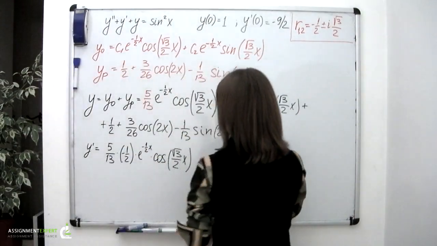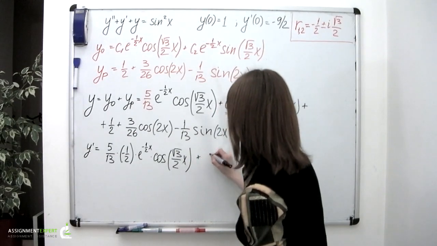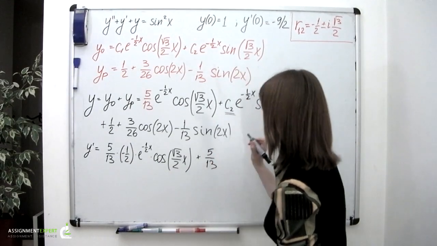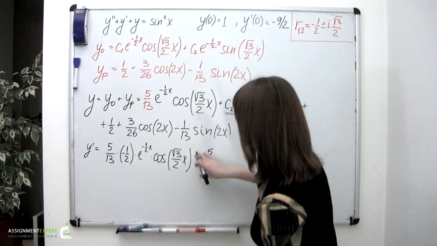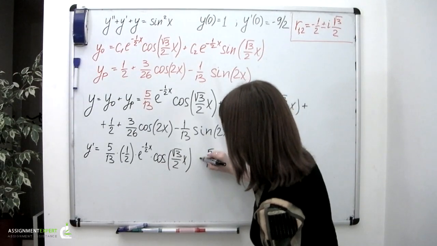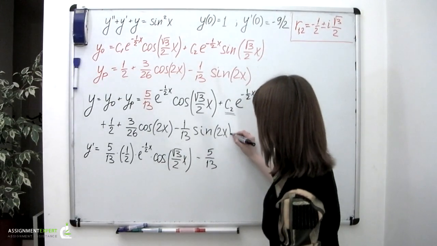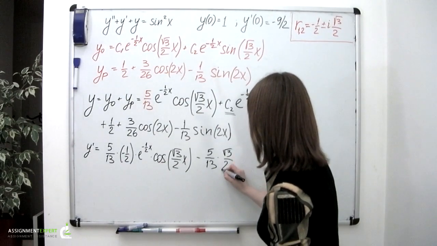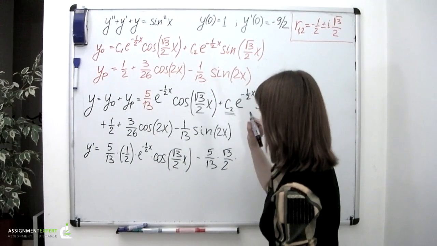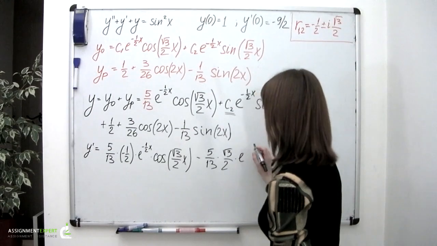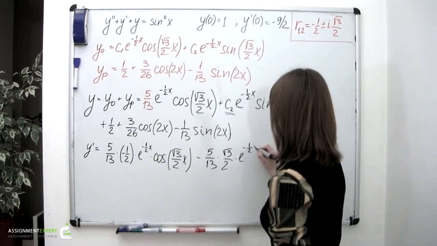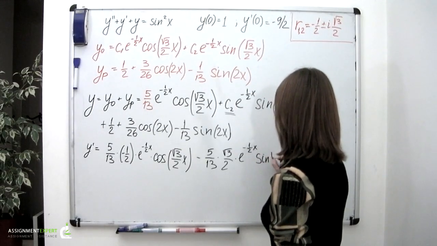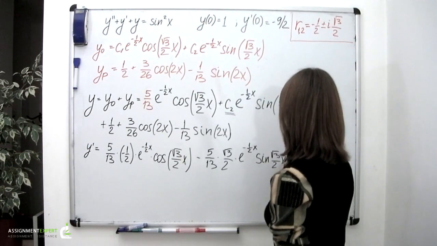Then plus 5/13, plus turns into minus, 5/13 times the square root of 3/2 times e to the power of negative 1/2 times x, and times the sine of square root of 3/2 x.